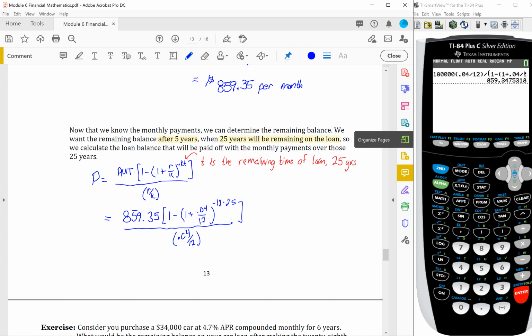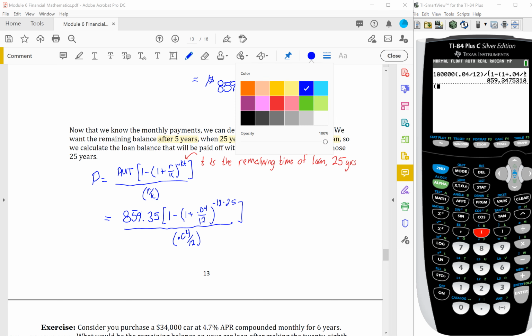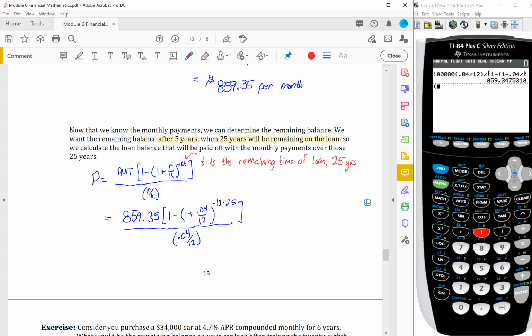So let's grab our calculator. So grouping symbol maybe to represent the numerator of your fraction. Your calculator may not need this grouping symbol, but I'm just trying to be explicit with us today. I'm grouping off this entire numerator. So 859.35 times the 1 minus, the 1 plus 0.04 divided by 12, raised to the negative 12 times 25. Again, arrow over to get out of the exponent. One parenthesis here represents this blue bracket in my equation. A second parenthesis represents the red one that I wrote as a grouping symbol.